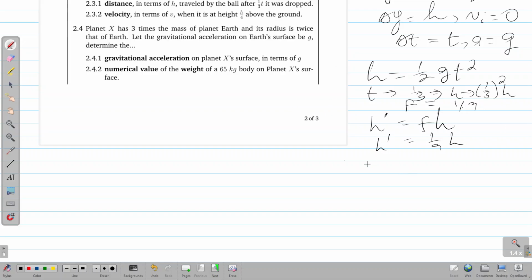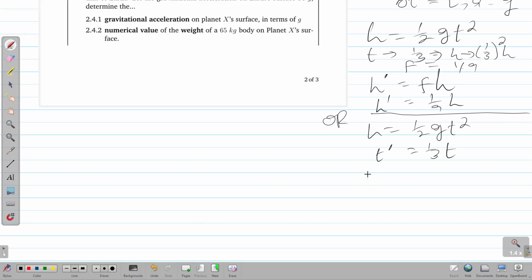You can also approach this problem mathematically, just using the equations. If I have h as half g t squared, then my t prime is equal to 1/3 t, and my h prime is also going to be half, and I'll copy the other ones that I'm not changing, so the assumption is not changing.